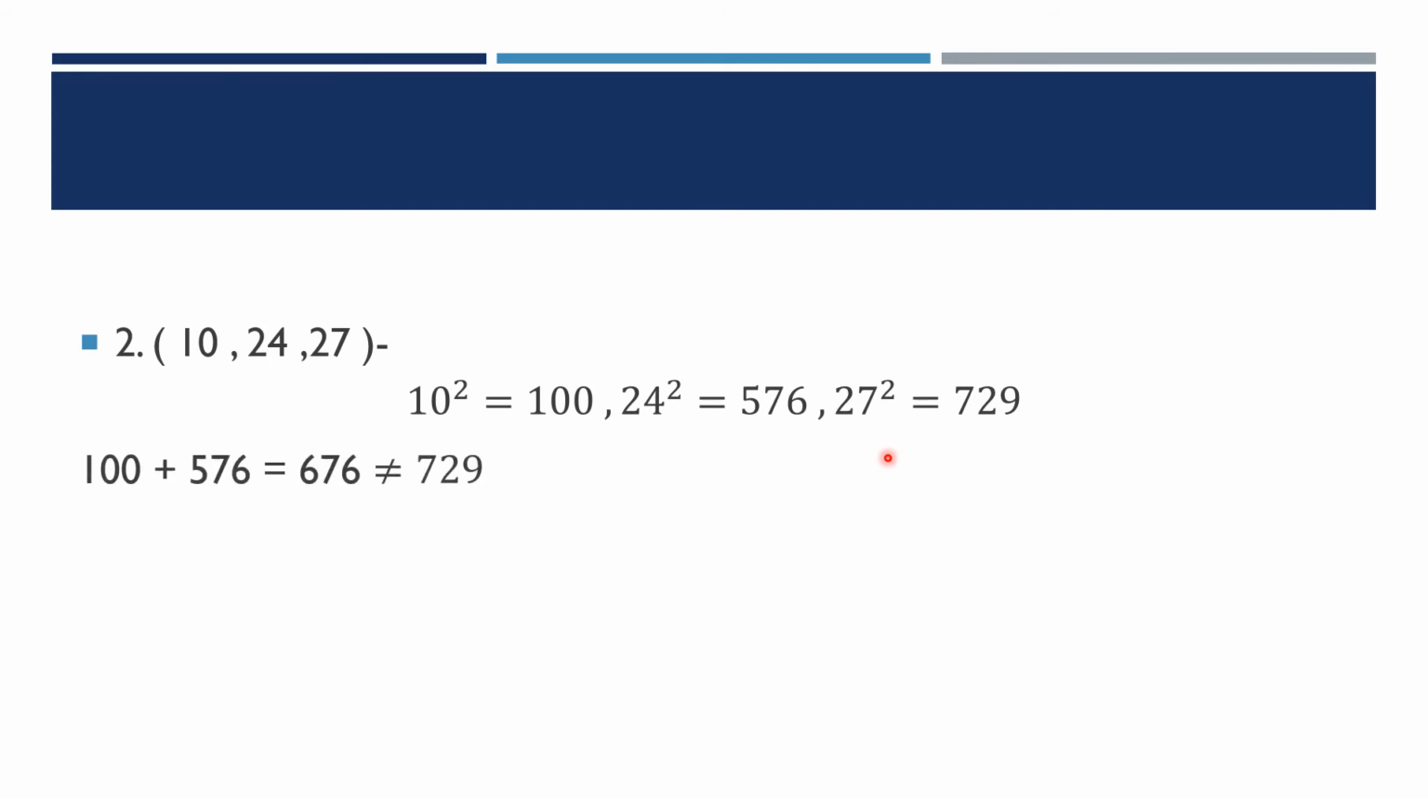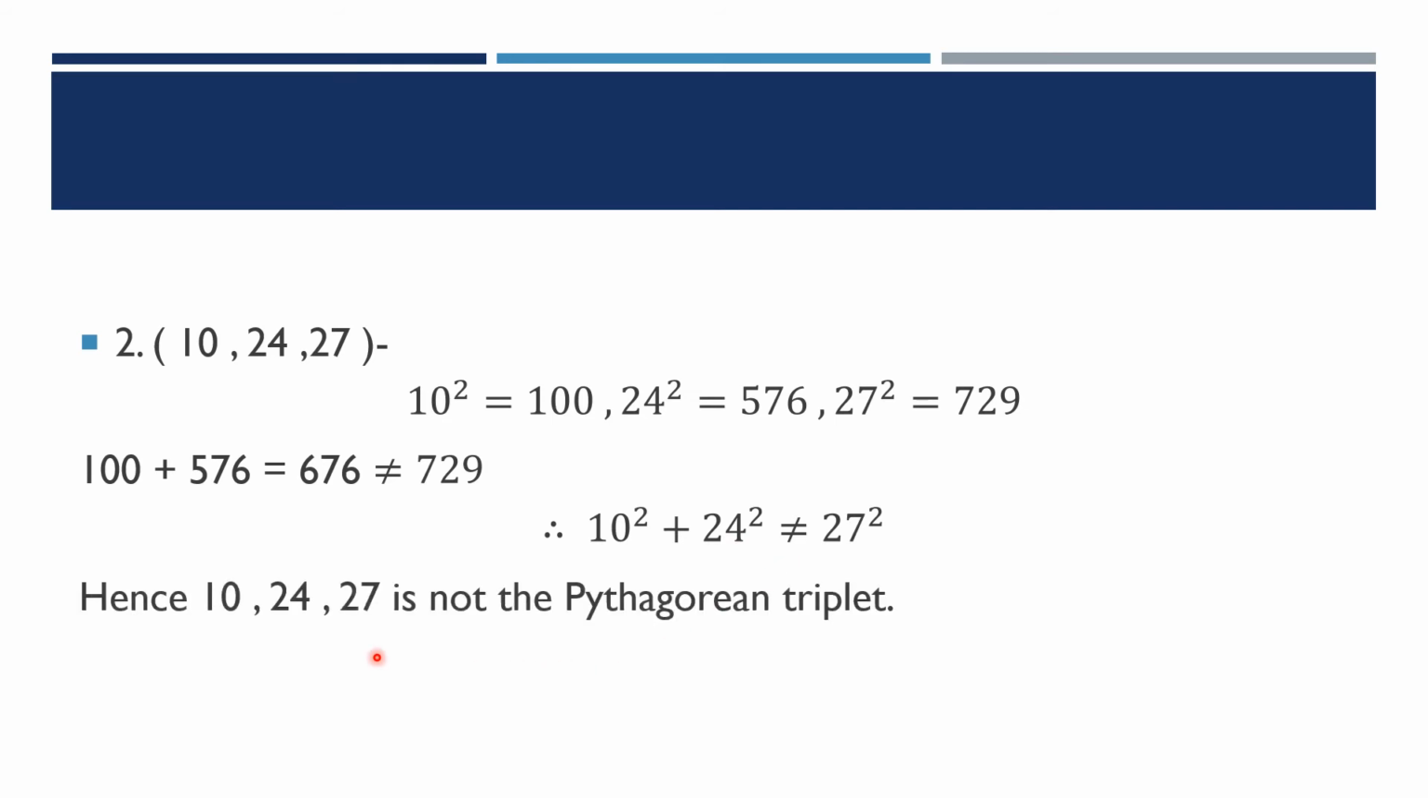Now the next example, 10, 24, 27. Again we have to make the squares of all the three numbers. Then by taking the addition of the squares of the smaller numbers, that is 100 plus 576, that addition is 676, which is not equal to the square of the largest number, that is not equal to 729. Hence 10 square plus 24 square is not equal to 27 square, and hence this is not a Pythagorean triplet.